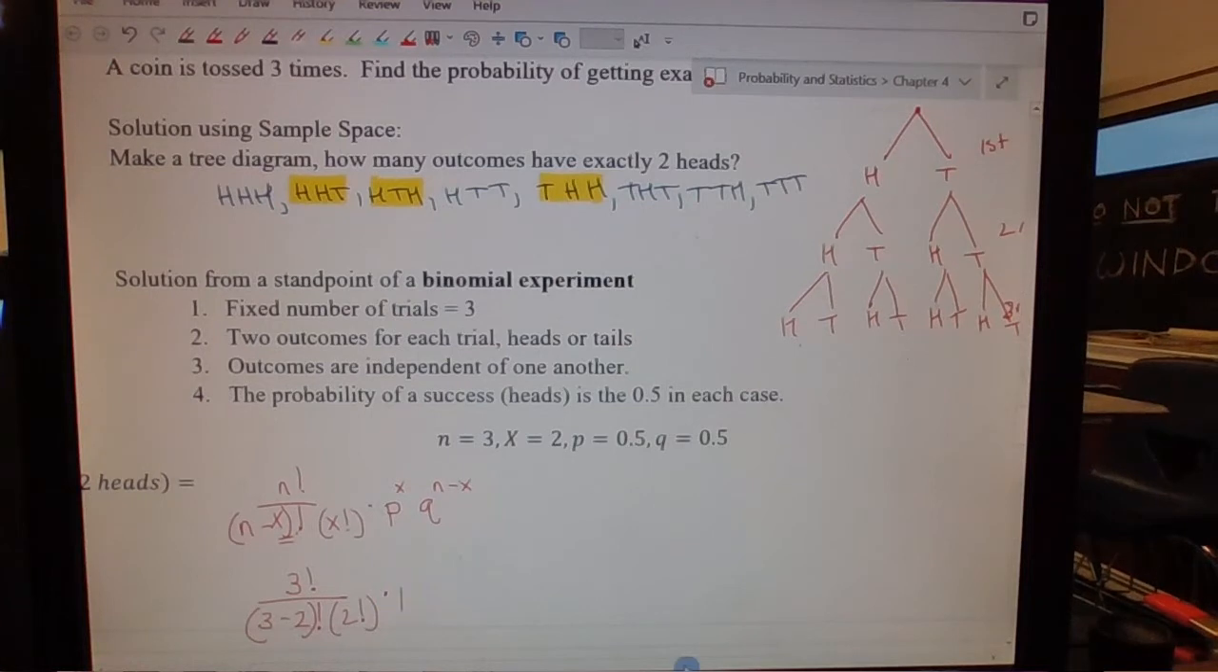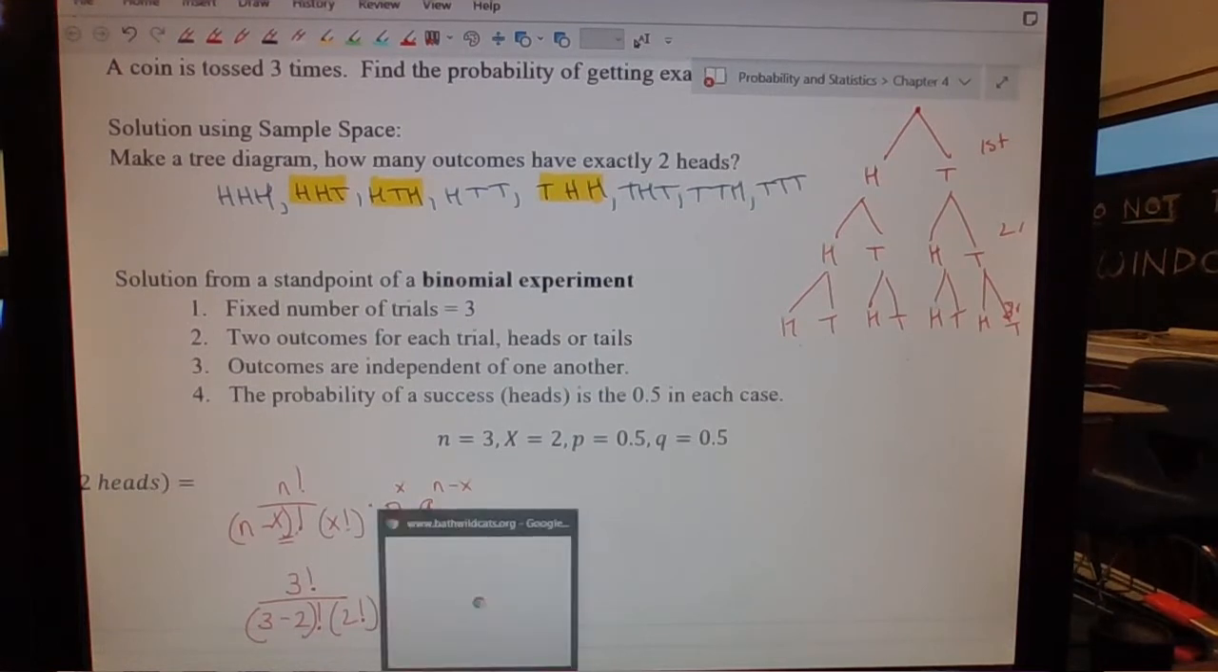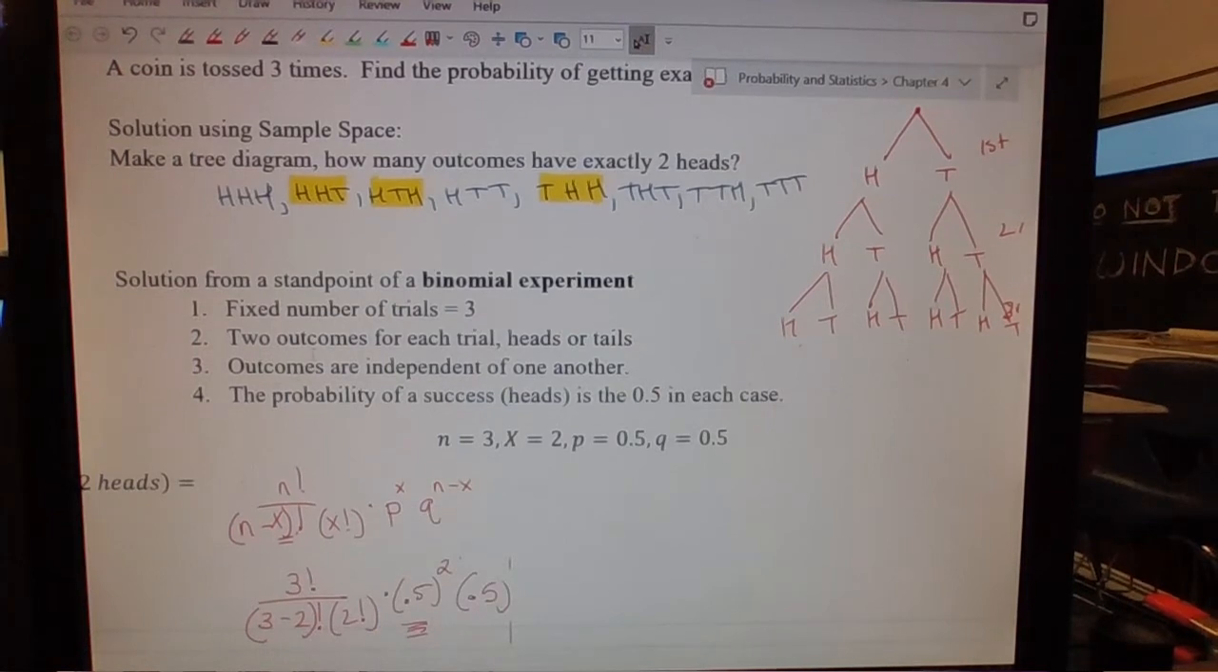Then times p. So p is the probability of a success. So a success is 0.5. X then is that we want that 0.5 to show up 2 times. So that's our successes. And then our failures is, in this case, still 0.5. But a failure is going to only happen 1 time. So that becomes that exponent. Is that going to make sense? It'll be 3 minus 2 in that situation. They're saying n minus x, n being 3, x being 2. So we can type that in.